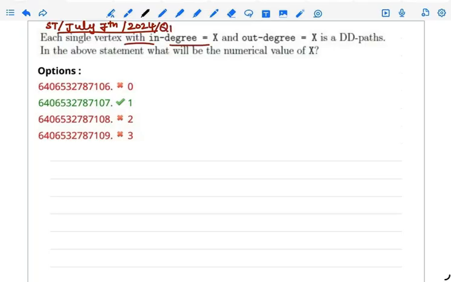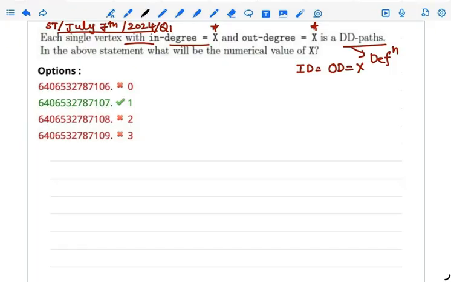Each single vertex with in degree x and out degree x is a DD path. So in degree x, out degree x, right? Very important. For example, in degree is id, out degree is od. Both have the same value. X must be an integer in the DD paths. DD means definition paths. In the above statement, what will be the numerical value of x?